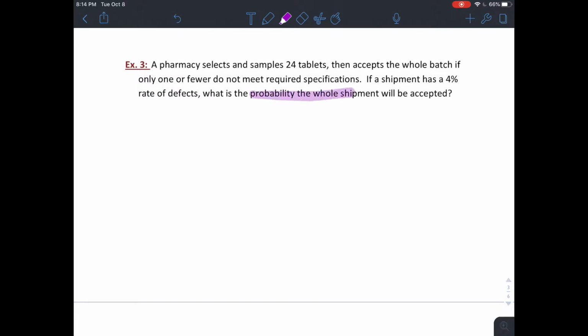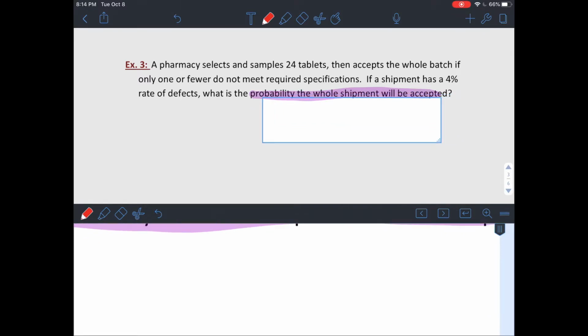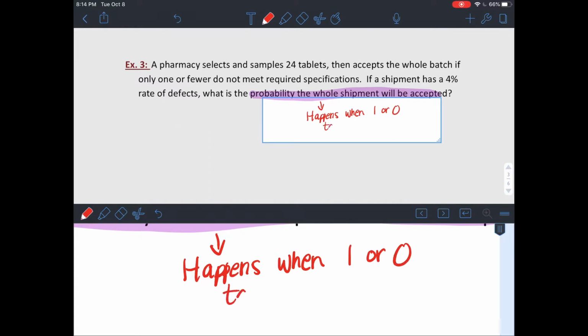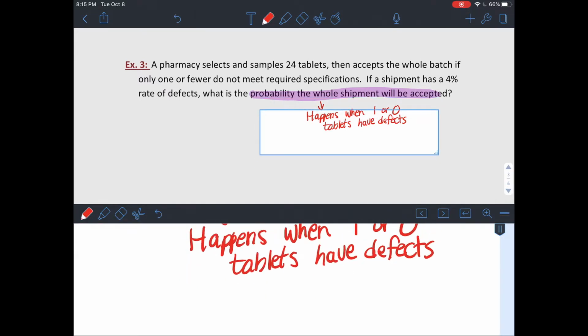So this situation, not quite so broken down for you. We want the probability that we accept the shipment of pills if it is going to be accepted if only 1 or fewer tablets do not meet required specifications. So there's a couple different ways you could look at that. I would think about it as we will accept it when 1 or 0 tablets have defects, which means we could calculate the probability that X is less than or equal to 1 if we consider that being defective our success.